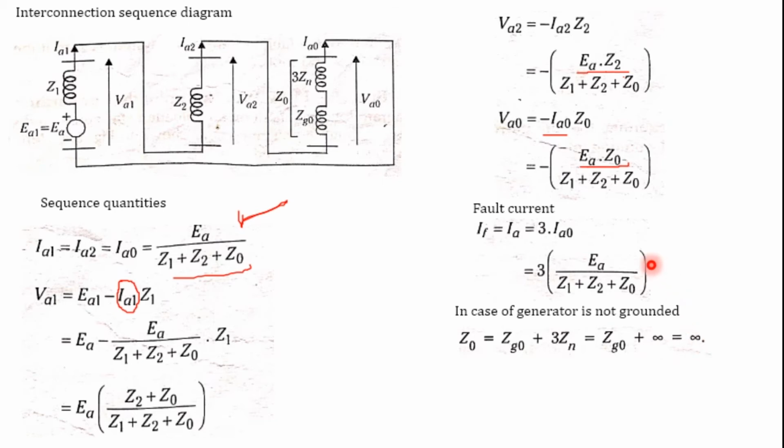So substitute this value into the IF equation. What will happen? If Z naught becomes infinite, the fault current will become 0, because 1 by infinite is 0. So these are the conditions we need to satisfy.